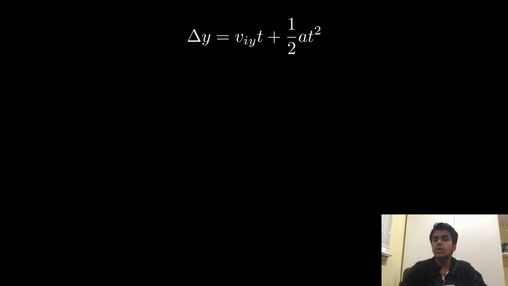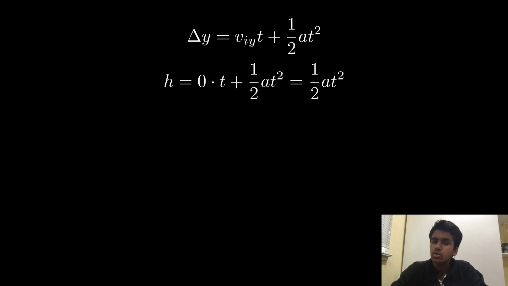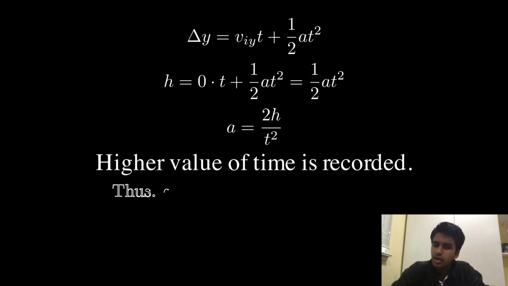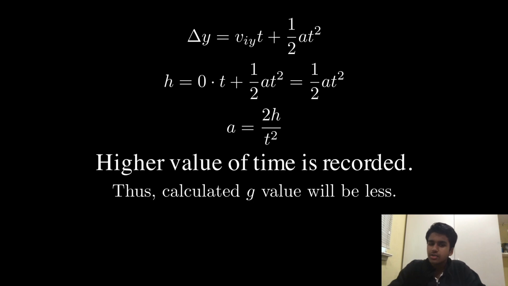So now, let's write this kinematics equation. Delta y equals initial velocity times time plus 1/2 a t squared. Our delta y, which is the displacement, is just h, and this equals 0 times t, because we drop it at rest so the initial velocity is 0, plus 1/2 a t squared. So we can solve for a to get 2h over t squared, and a is the value of the acceleration. This is the formula we'll use to find our calculated values of g. Since a higher value of time is recorded, and t is in the denominator, we'll get a lower value of the acceleration, which is just g. So our calculated g value will be less than the actual value of g.